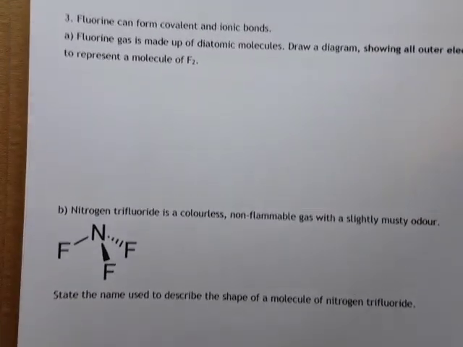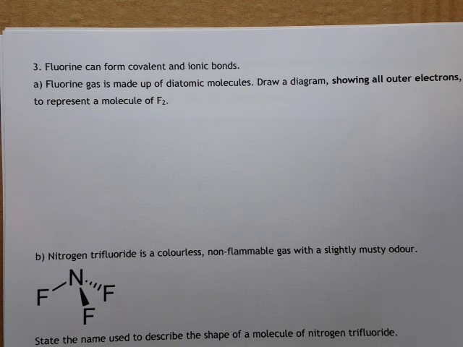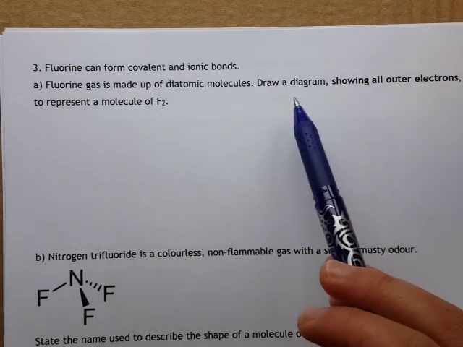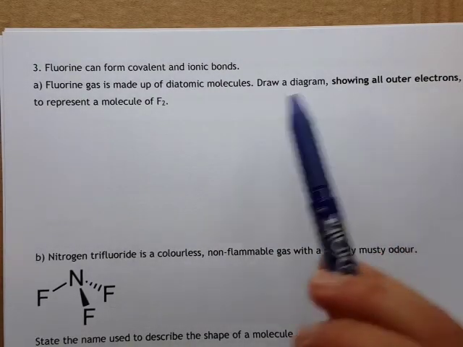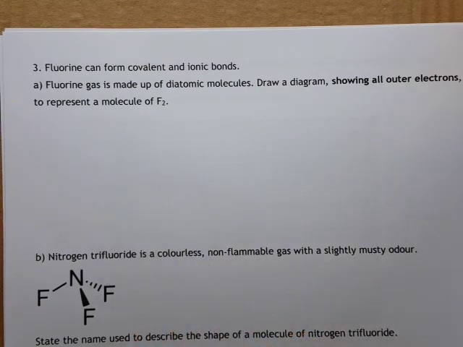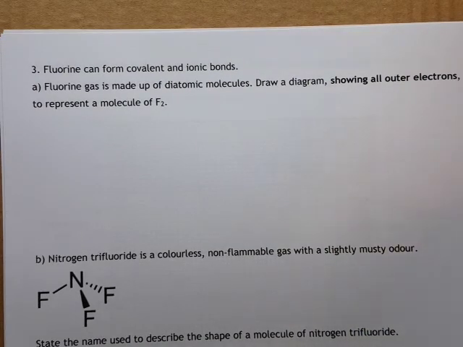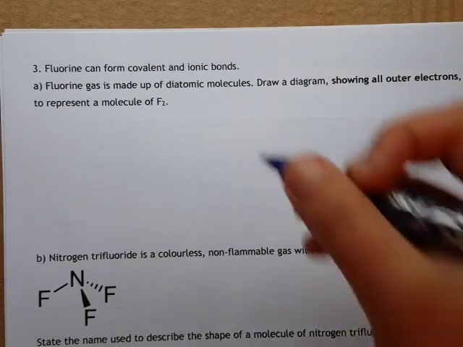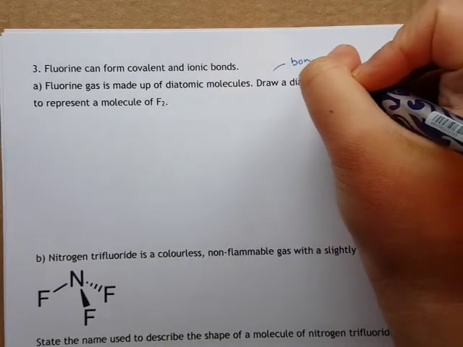So question 3. Question 3 says fluorine can form covalent and ionic bonds. Fluorine gas is made up of diatomic molecules. Draw a diagram showing all outer electrons to represent a molecule of F2. So most of you were able to make a decent attempt at this or had some idea of what it was asking, but there were quite a lot of mistakes in this. Again, I think I'm going to put that down to lack of revision, because we did do quite a bit of practice of this, and this is something that should have come up if you revised the bonding topic.